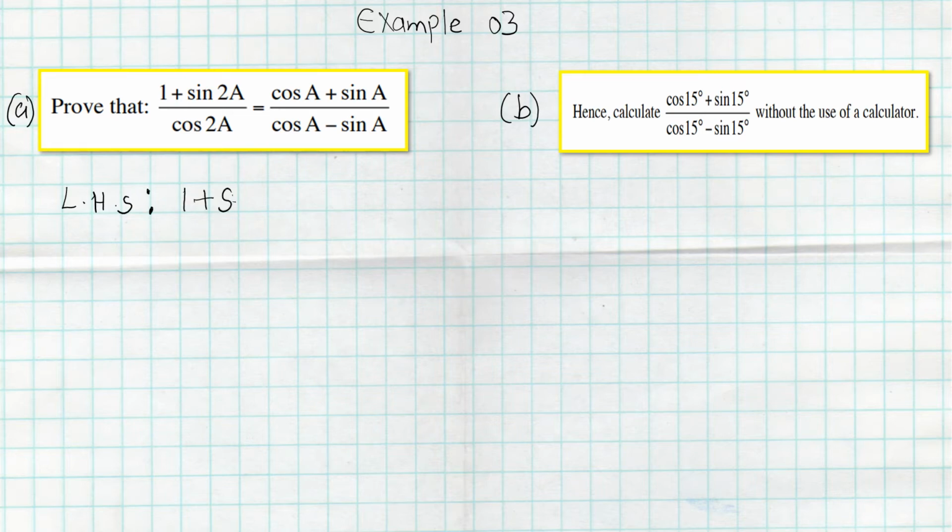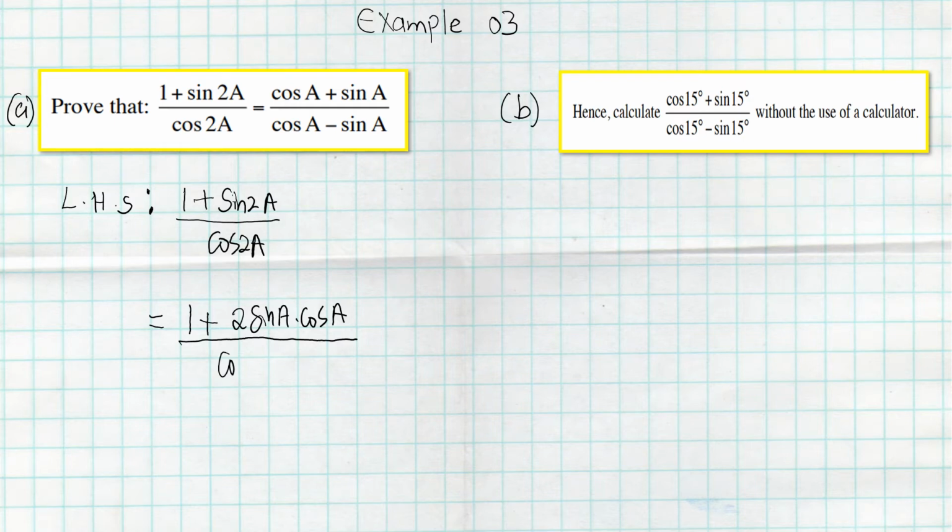So we have 1 plus sine 2a divided by cos 2a. Okay, so we know that 1 plus sine 2a, if we change it, is going to be 1 plus 2 sine a cos a. That's the double angle of sine. Okay, so now we have cos 2a, right? So we can just change it to the standard one, which is cos squared a minus sine squared a. So that's the rule there.